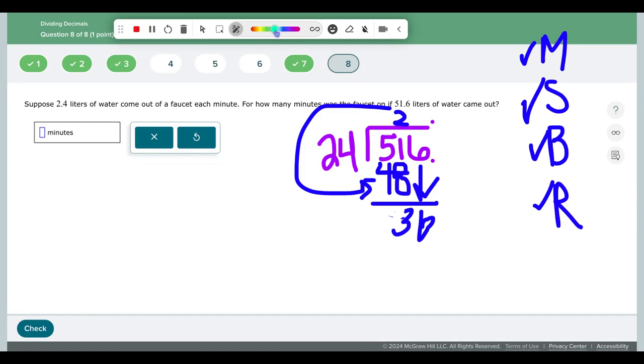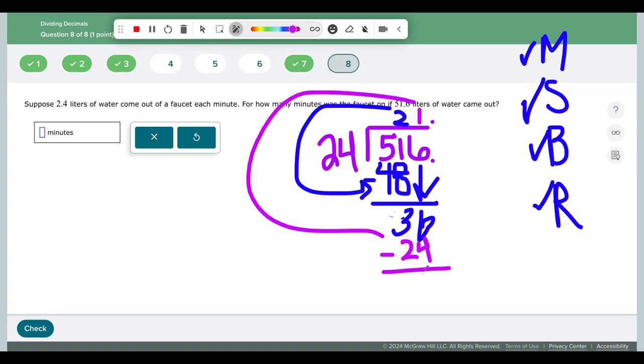I'm going to slide over to a different color real quick and just say what times 24 will get me close to 36. And I know I could only use 1. That's the only thing that's going to happen. So I'm going to say 1. My trackpad's acting really weird, sorry. 1 times 24 is 24. And when I subtract that out, I end up with 12.